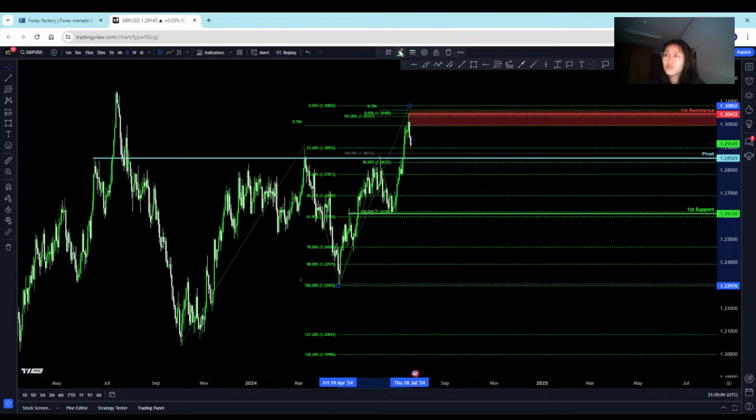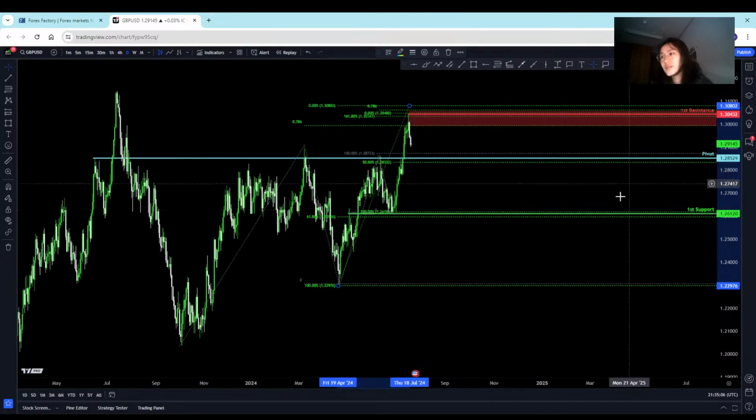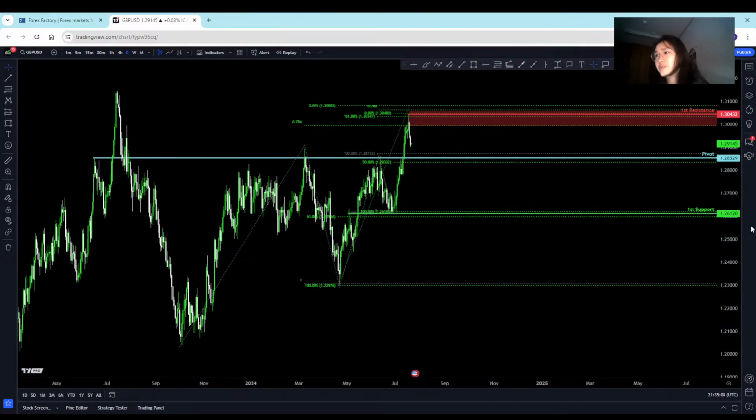My 61.8 retracement also lines up with my first support. I think that's all the levels we have.